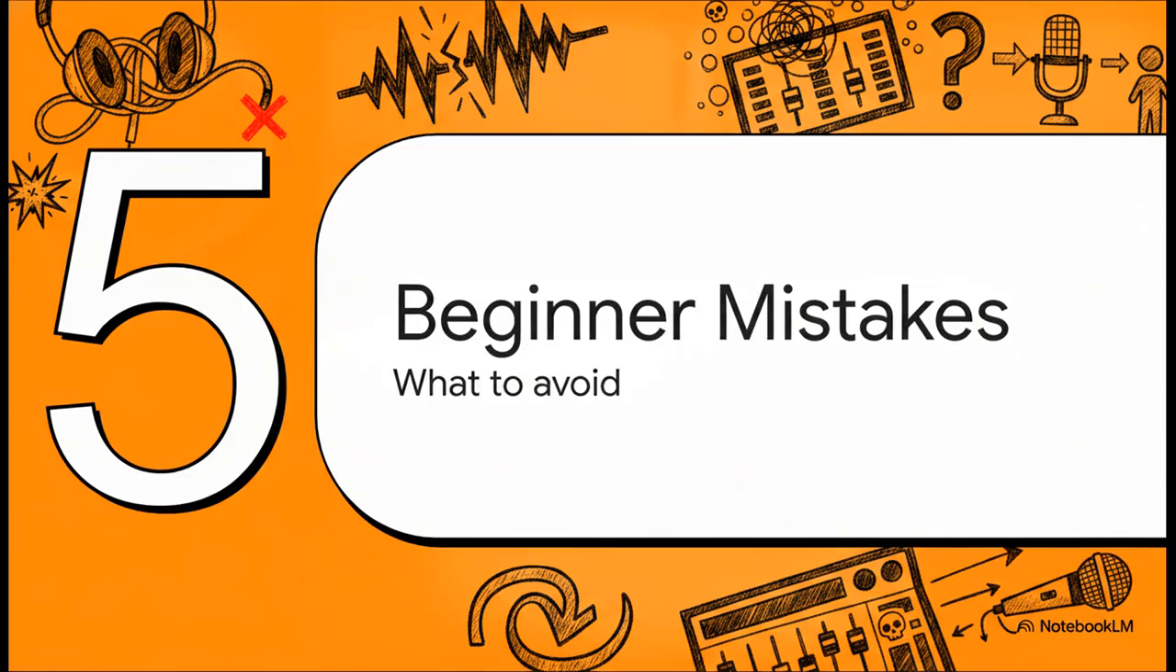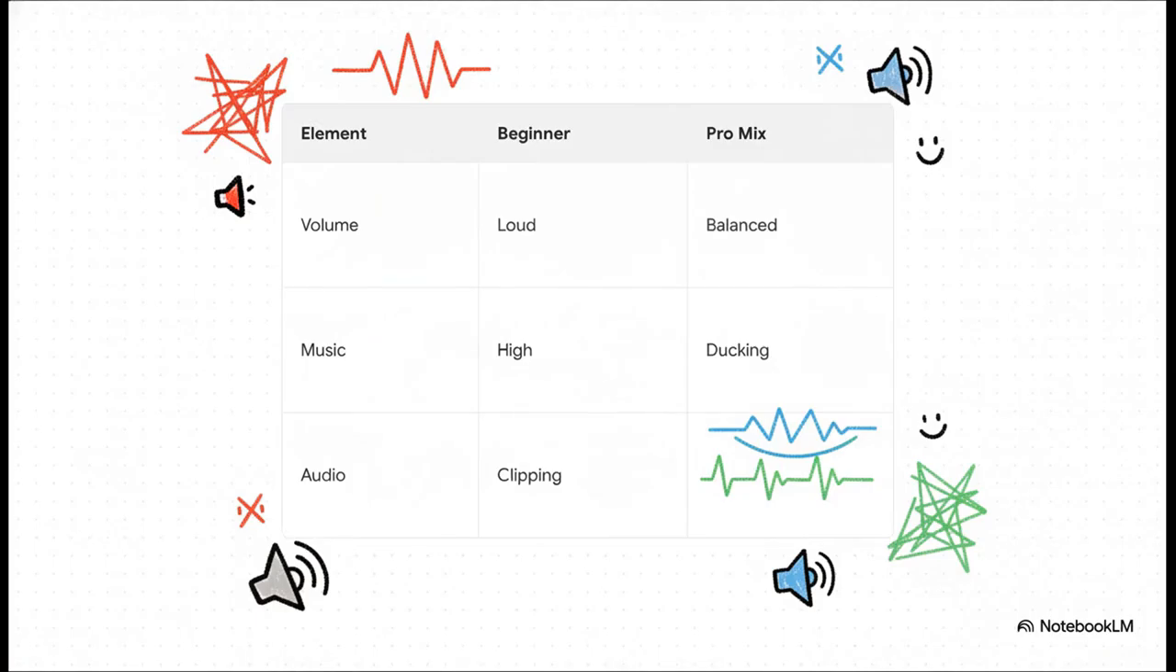And finally, Section 5, Common Beginner Mixing Mistakes. What to avoid. So we know what to do, but honestly, it's just as important to know what jarring pitfalls to avoid. And what's really interesting here is how instantly you can spot the difference between an amateur track and a professional one. Beginners tend to make every single sound equally loud because they're trying to make the scene feel powerful. Professionals, on the other hand, balance the levels.